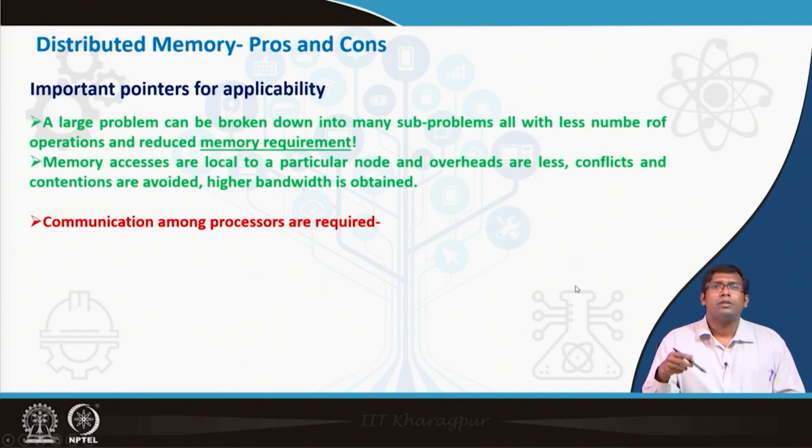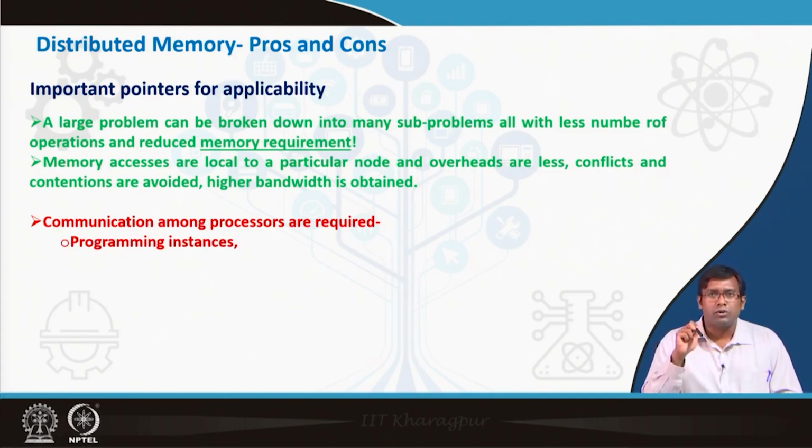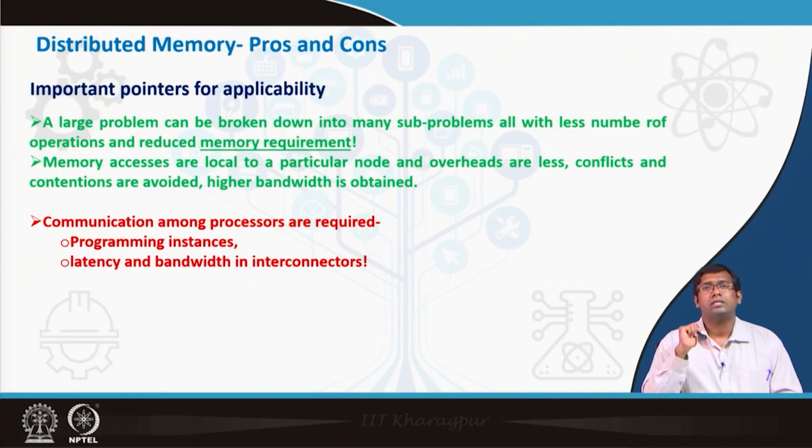However, communication among the processors is required. At different programming instances, code has to be written to ensure this communication. Latency and bandwidth in the interconnects have to be looked at. Communication through a PCI bus is much faster than communicating through a very fast Myrinet switch. Therefore, there will be more latency because communication itself has its own latency, as well as less bandwidth because now it is going through a network switch. So, communication has to be reduced or localized in some way so that this latency and bandwidth issue can be handled.